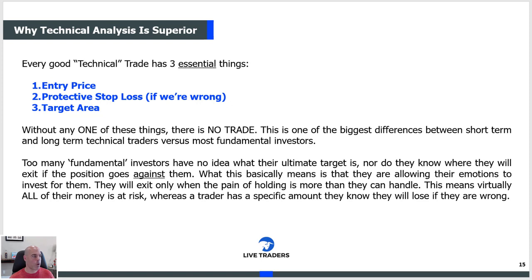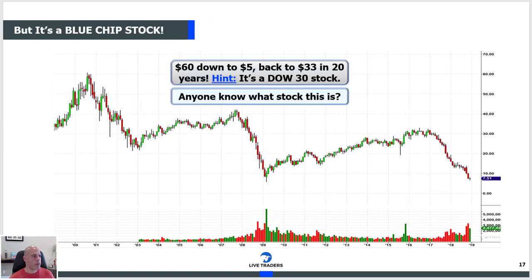Now, I'm going to go over this somewhat briefly. This is an updated version. Okay, see, it's 2019. It was kind of the end of 2018, so maybe this chart is 6 months old, but it's a monthly chart. It goes back about 20 years, okay? It's a blue chip stock, $60 down to $5, back to 33 in 20 years. And now it's back to 7. Got back to 33. It's down to 7, okay? Think about this for a second. Just take a look. If you know what the stock is, you'll find out in a couple minutes, okay? I'm telling you, it's a blue chip.